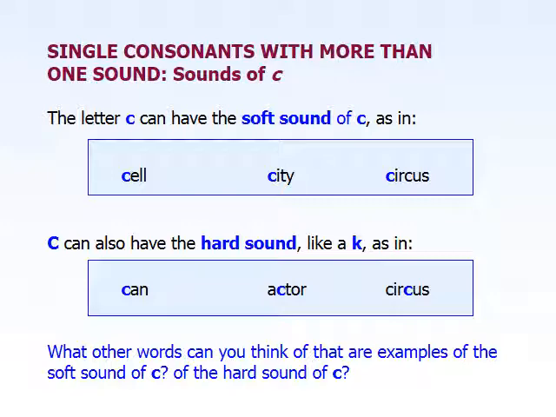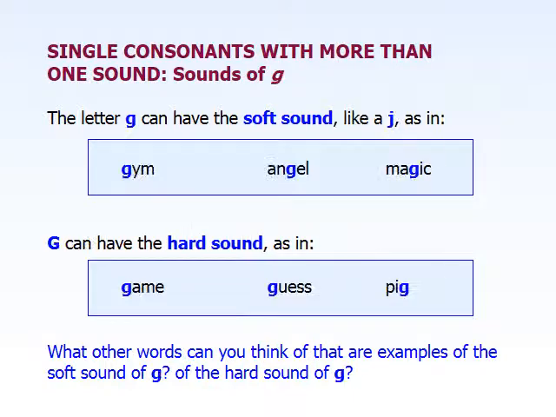Actor is followed by a T, and circus is followed by U. Now, the same pattern actually exists for G. G has two sounds. It has a soft sound like a J, so we have Jim, angel, magic. And we have a hard sound, which is a G sound, as in game, guess, and pig.